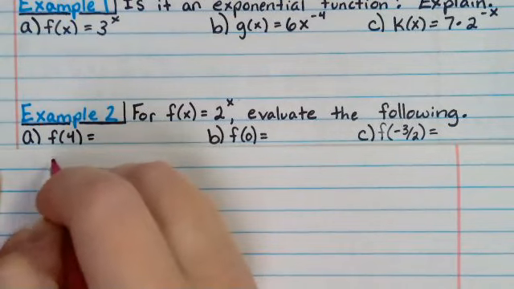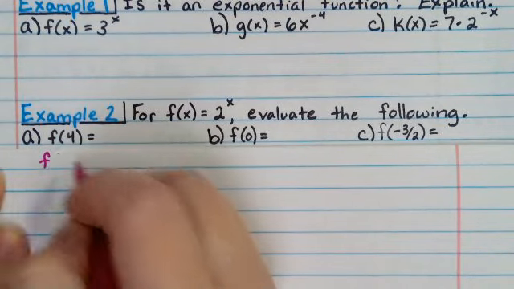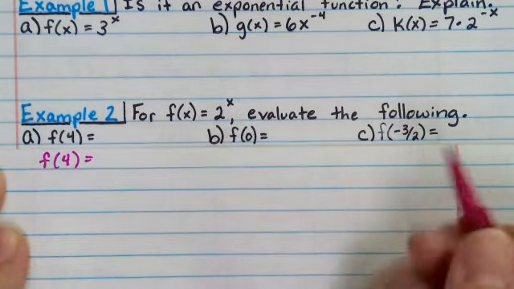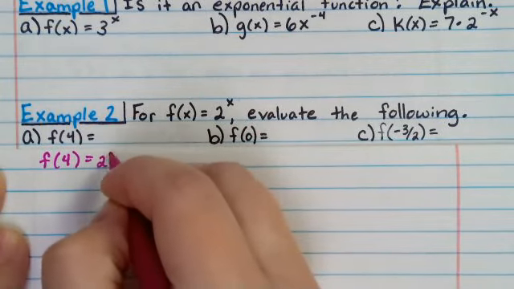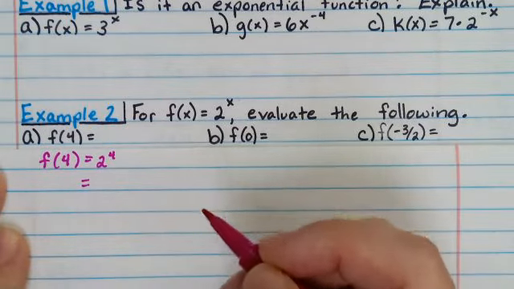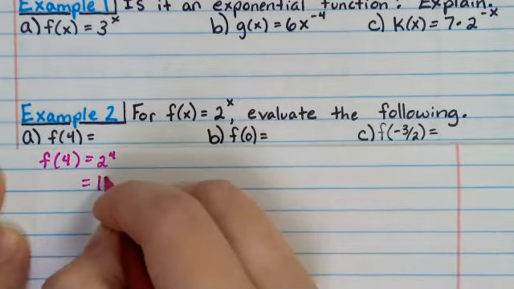So we have this first one. We're going to plug in f of 4. And to do that, we're just going to replace x with 4. So this becomes 2 to the 4th power, 2 times 2 times 2 times 2 is 16. Look at this one over here. f of 0. We're going to plug that in. 2 to the 0 power. Well, guys, anything to the 0 power is simply a 1.